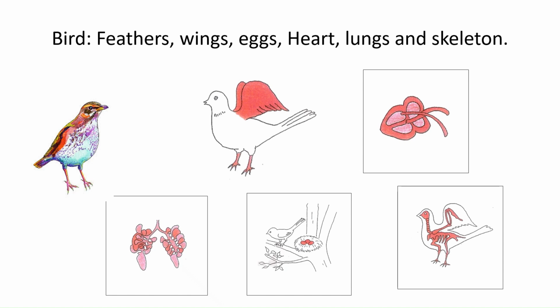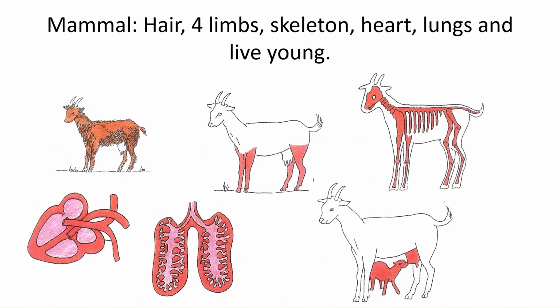Birds have feathers, wings, eggs, heart, lungs, and skeleton. And these are the 3-part cards and parts that we are going to look at. We finally have the mammal, and here they all have hair. They have 4 limbs, skeleton, heart, lungs, and give birth to live young.